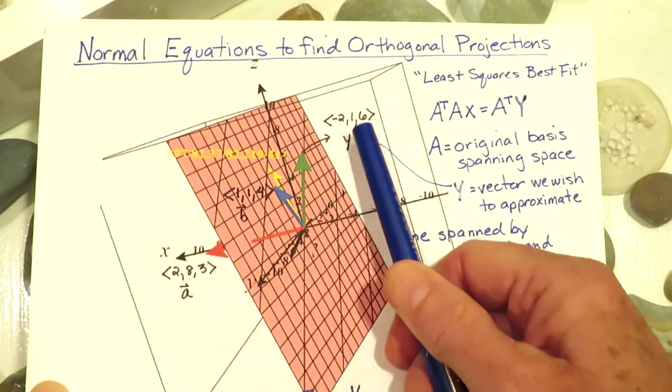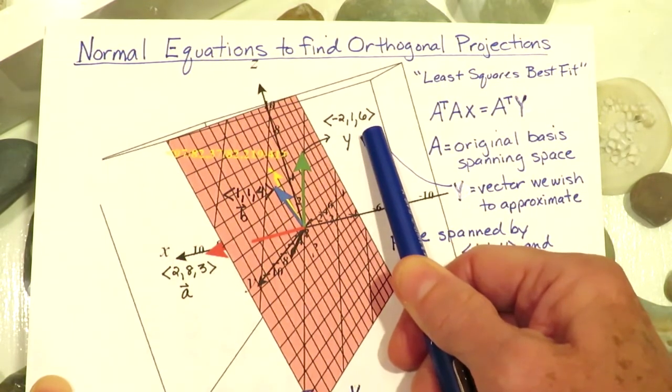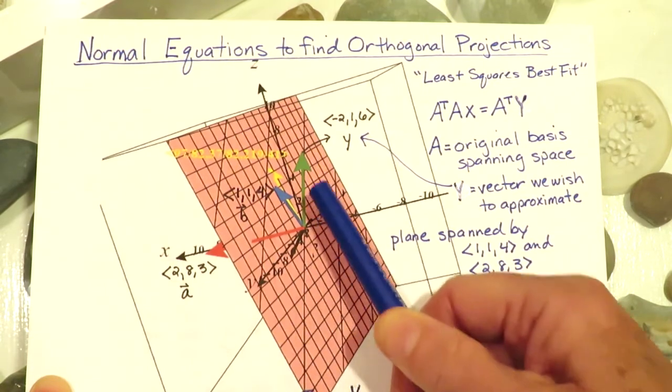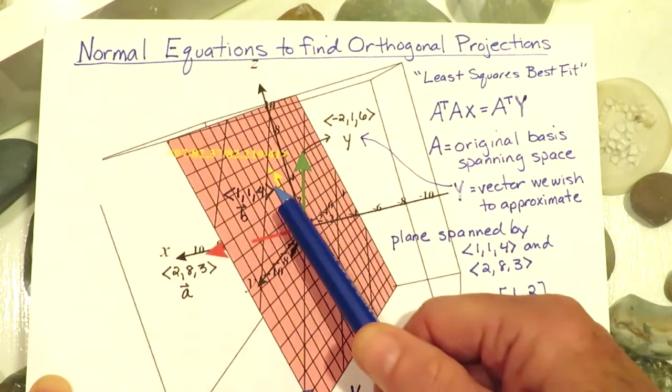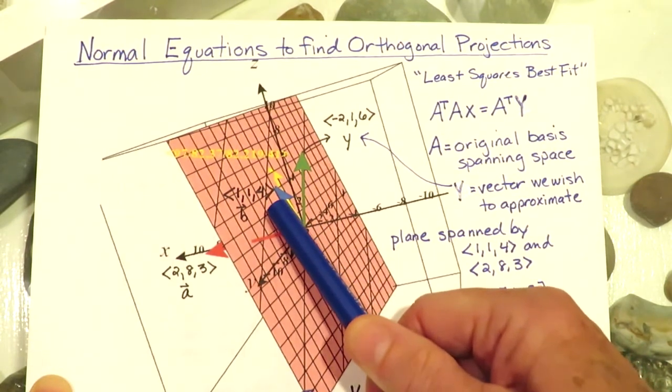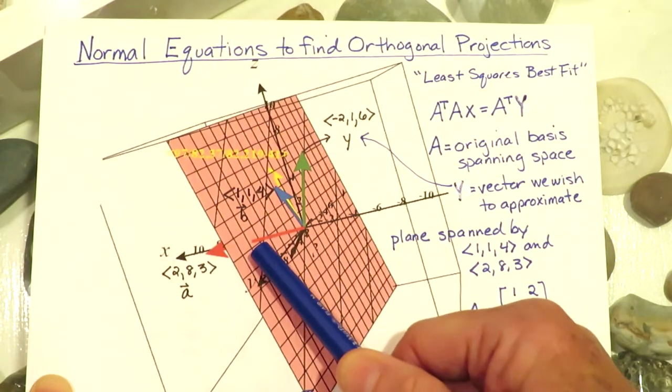We're going to try to approximate the vector (-2, 1, 6) that does not lie in this plane. That's the green vector here. So the green vector does not lie in the plane spanned by (1, 1, 4) and (2, 8, 3). They're represented by the blue and the red vectors.